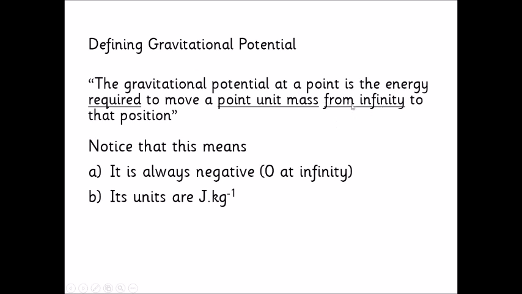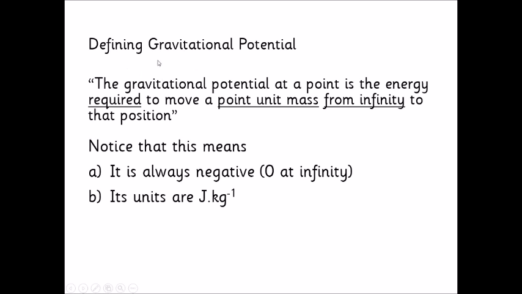So you might think it sounds like quite a strange definition because the energy required to move from infinity to a position will be a negative number, because of course it takes energy to move things further away from the Earth, not to move things towards them. But there are reasons that it's done like that, which we'll come back to in a minute. What that means, of course, is that this is always a negative number, because in fact energy is always released in gravitational potential. And the units for gravitational potential are joules per kilogram because it's per unit mass.